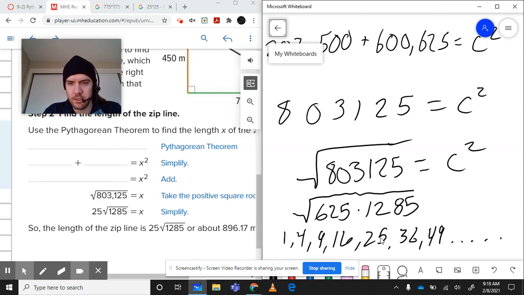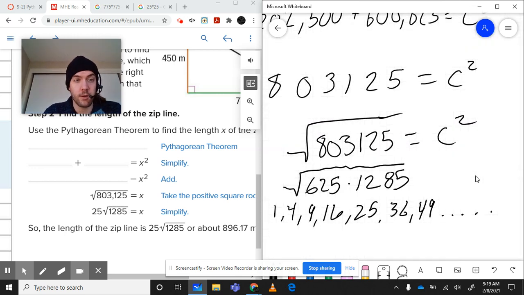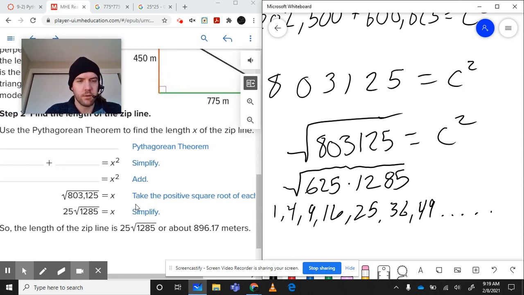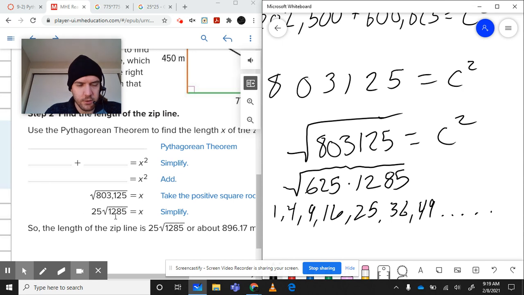1, 4, 9, 16, 25, 36, 49. That's 7, so 64, 81, 100, 121, 144, 169. I think 13 squared is the highest one that I have memorized. So after a while, it's going to be pretty hard to do these simplifications. However, they want an approximation as a decimal anyways, so we wouldn't really need to do this simplifying step.